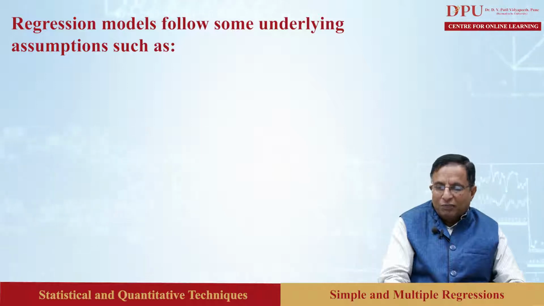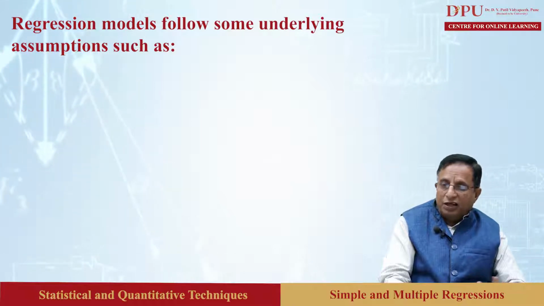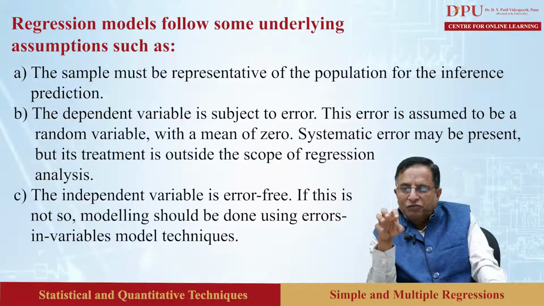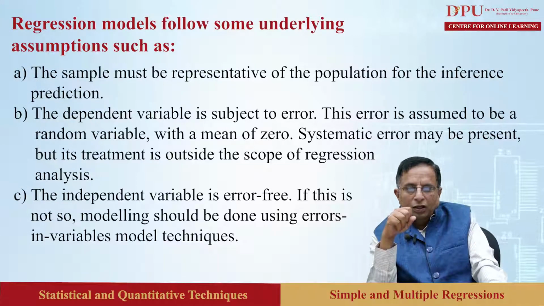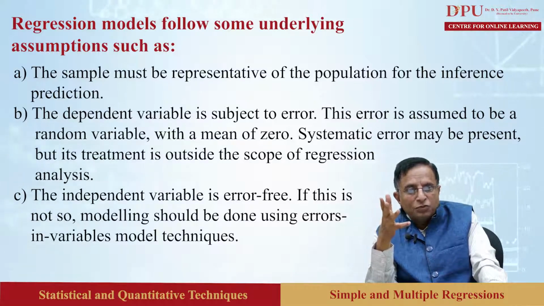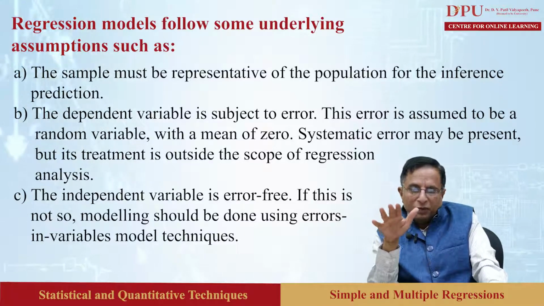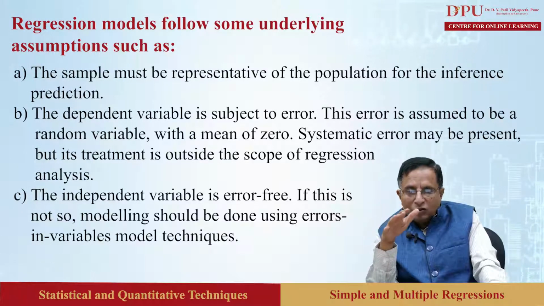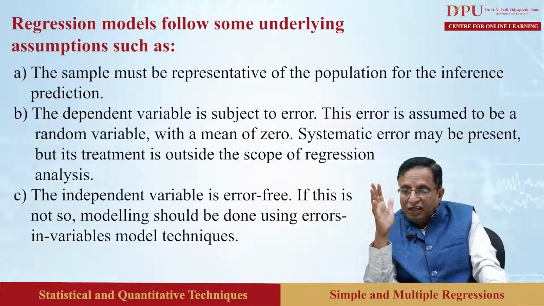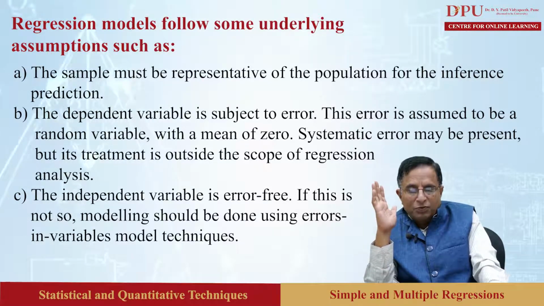Regression models follow some underlying assumptions. Let us see the various assumptions for regression models. First one, the sample must be representative of the population for the inference prediction. Two, dependent variable is subject to error. This error is assumed to be a random variable with a mean of 0. Systematic error may be present, but its treatment is outside the scope of regression analysis. Three, the independent variable is error free. If that is not so, modeling should be done using errors in variables model technique.